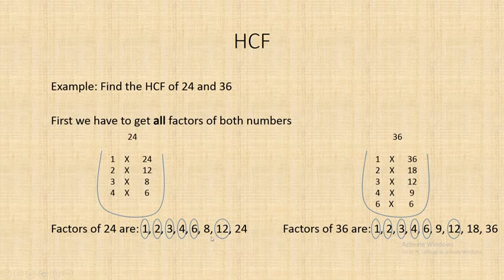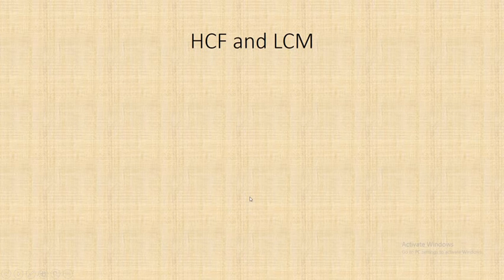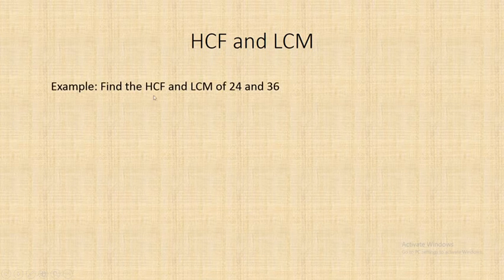So what's the highest common factor here? It's 12. So the HCF is 12. If you remember, the LCM of 24 and 36 is going to be 72, and the HCF is equal to 12. So let's have another way to get the HCF and LCM. First, I got the question: find the HCF and LCM of 24 and 36. So why not? We got it by another way to get the LCM and the HCF by only one step.